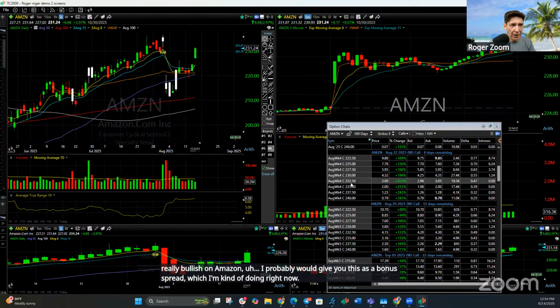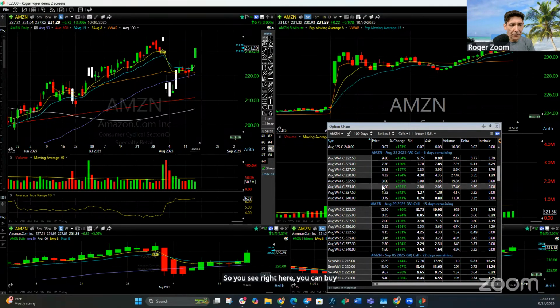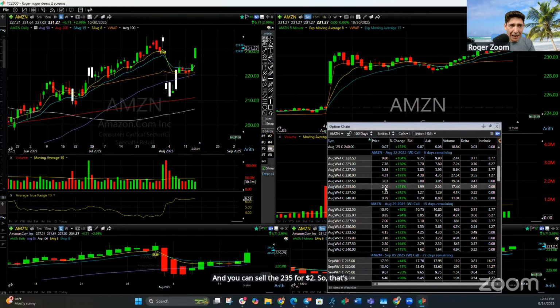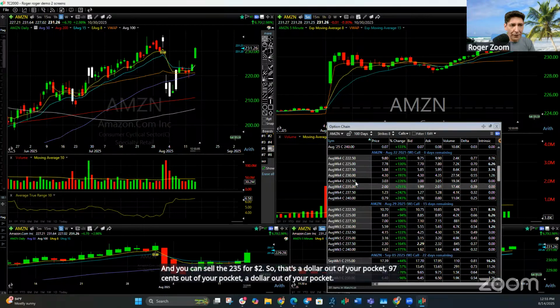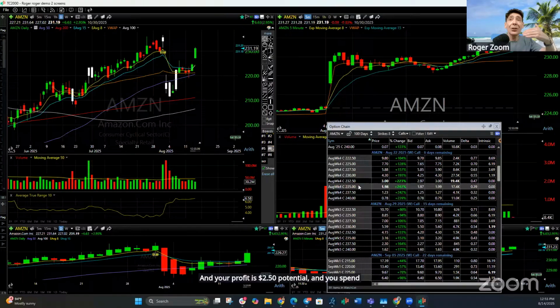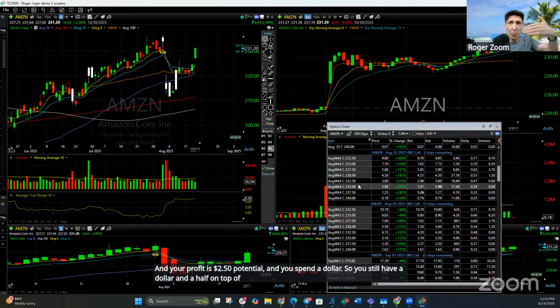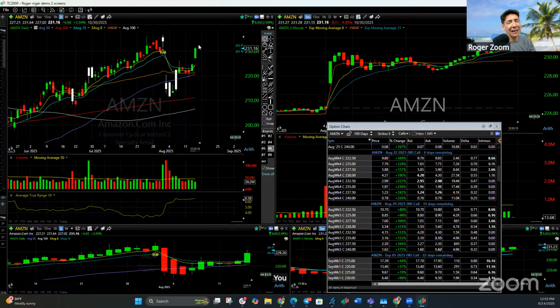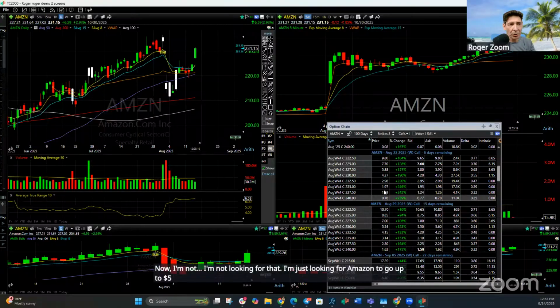So you see right here, you can buy the 232.50 for $3, and you can sell the 235 for $2. So that's a dollar out of your pocket. Your profit is $2.50 potential, and you spend a dollar. So you still have a dollar and a half on top of the dollar that you paid to make money. That's 150% return. Now I'm not looking for that.